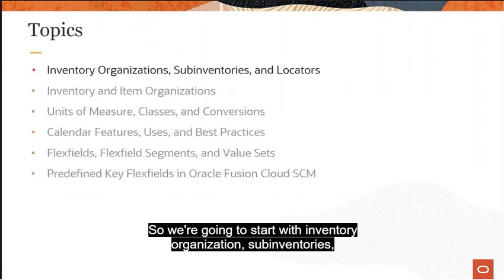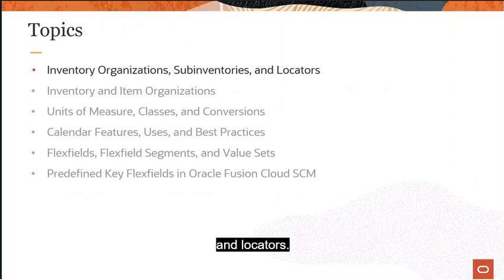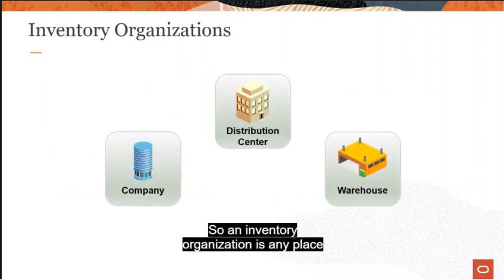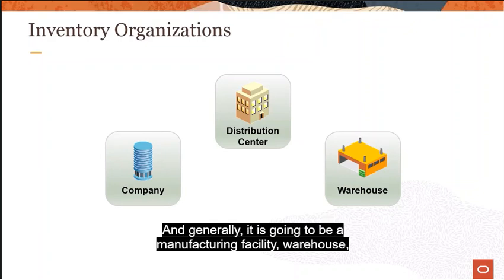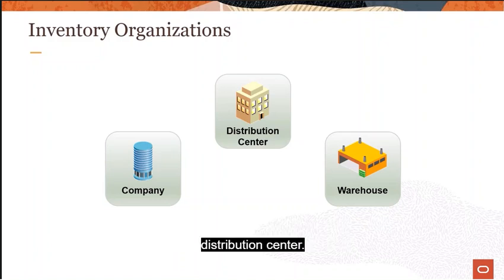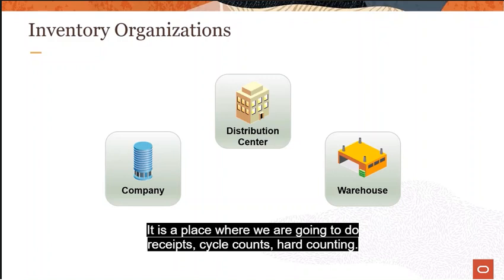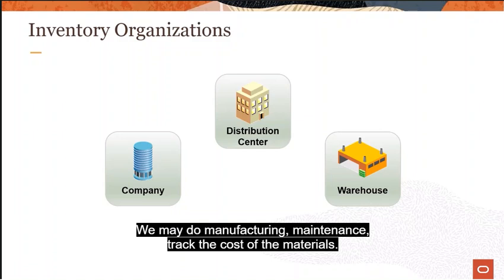So we're going to start with inventory organization, sub-inventories, and locators. So an inventory organization is any place that we plan on handling, storing, consuming materials. Generally, it is going to be a manufacturing facility, warehouse, distribution center. It is a place where we are going to do receipts, cycle counts, part counting. We may do manufacturing maintenance, track the cost of the materials.